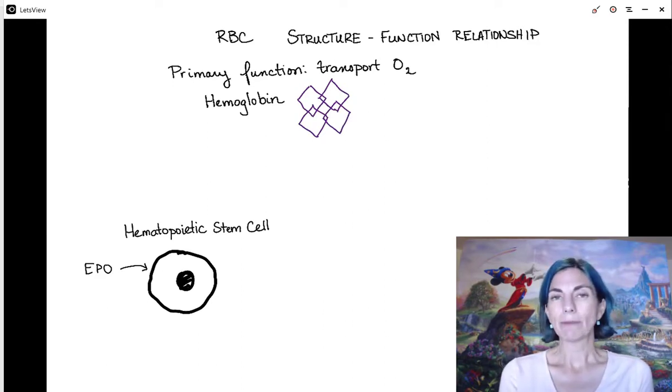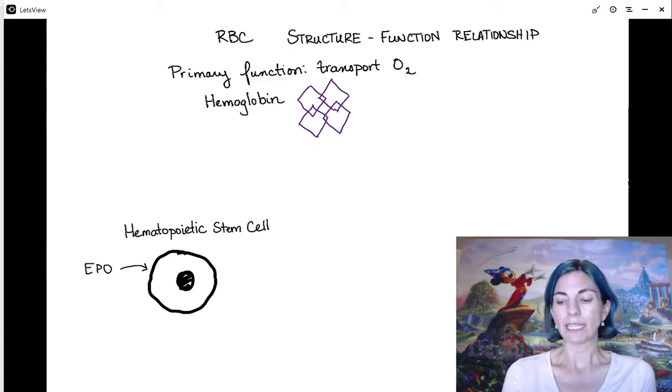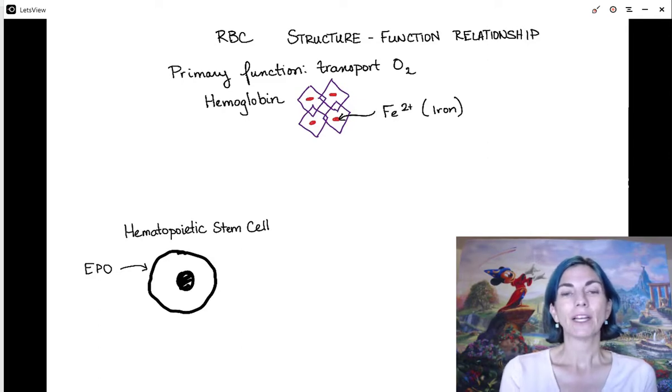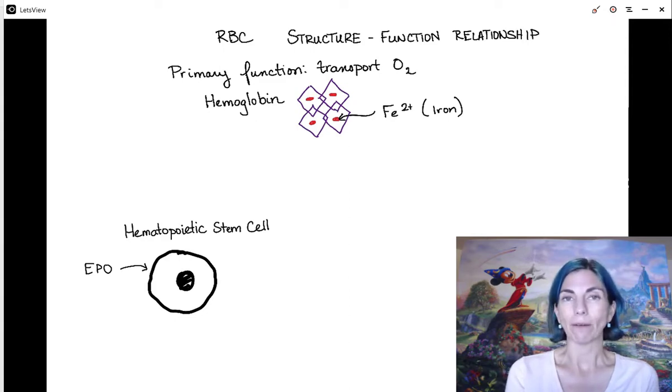And that is because hemoglobin is actually made up of 4 different subunits. And at the center of every subunit is something called a heme group. And that heme group includes an ion. Not just any ion, but specifically iron. So Fe is the chemical symbol for iron. So hemoglobin is going to be made up of 4 subunits, each with an iron atom at its center.